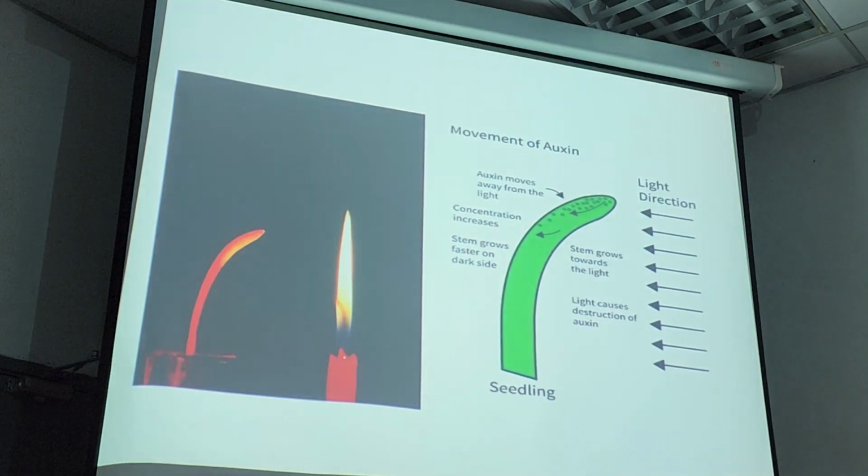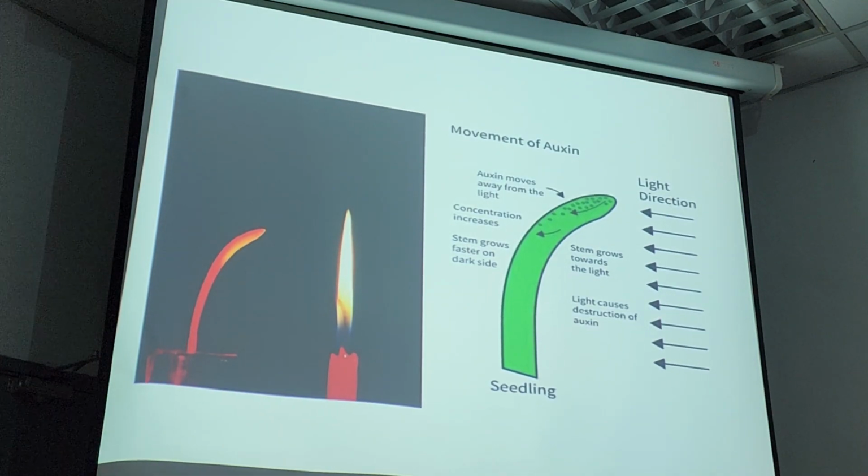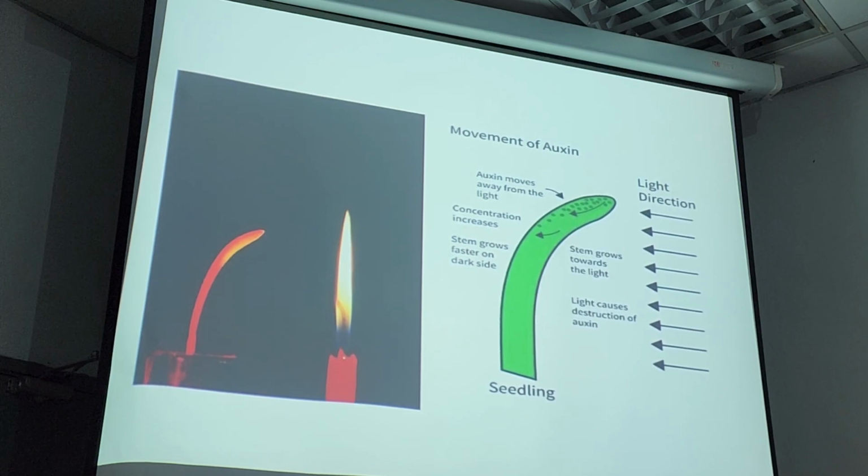Okay. Why is auxin shying away from the light? This is the nature of auxin. Okay, there are many compounds that are actually sensitive to light and temperature. For example, vitamin C. You see, if you cook your vegetables and fruits for too long, above 70 degrees, that's going to destroy vitamin C.